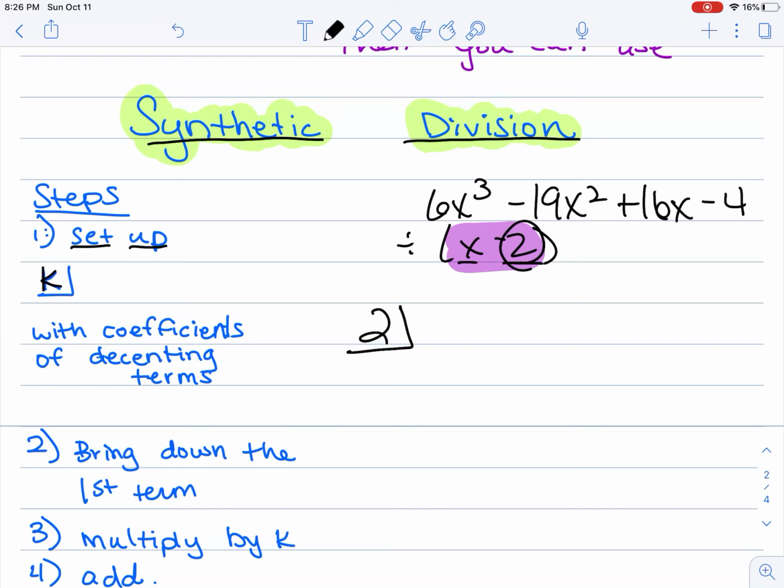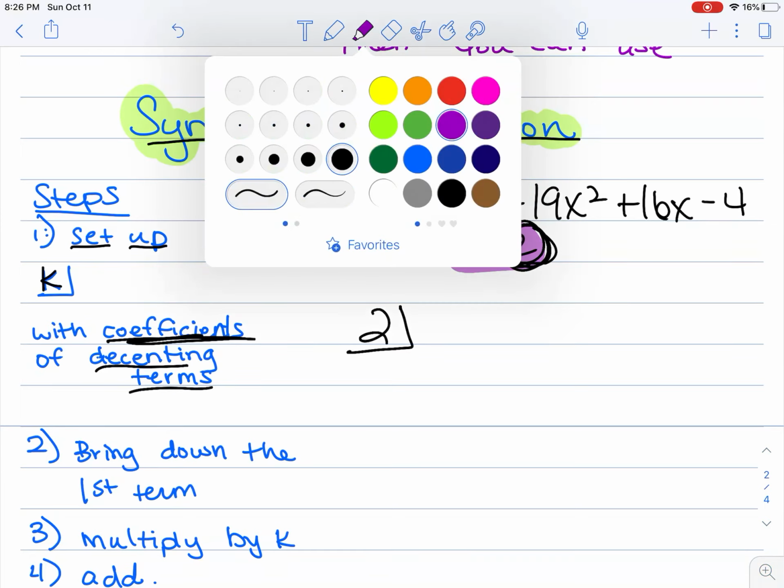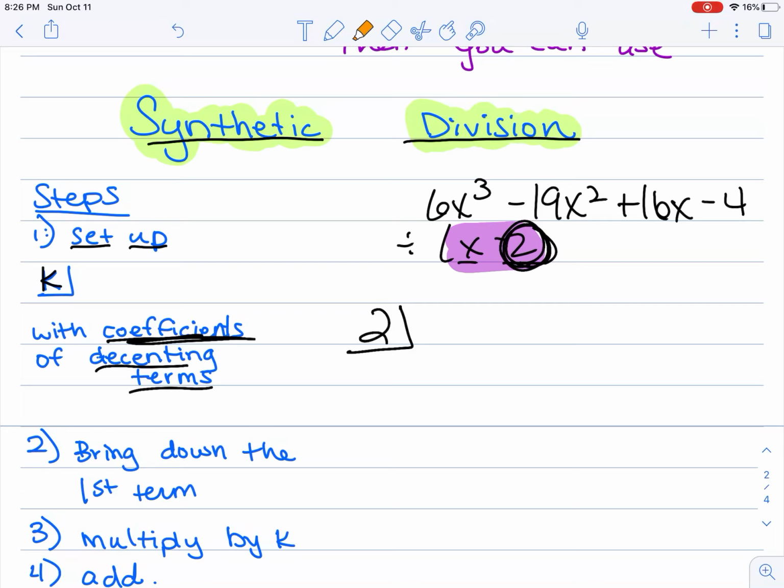It's whatever comes after the minus sign. So again, if you saw x plus 2, it'd be a negative 2. Now that we've got k in the box, now you're going to write the coefficients only for your descending terms. So our coefficients are just what's in front of the x value. So 6, negative 19, positive 16, and negative 4.